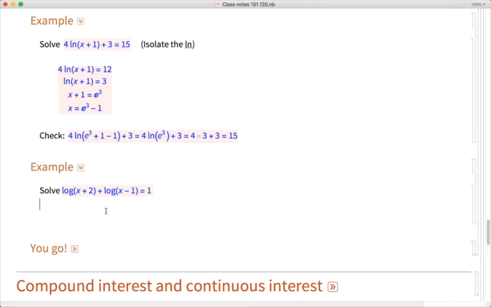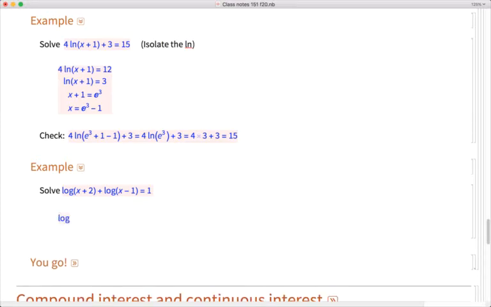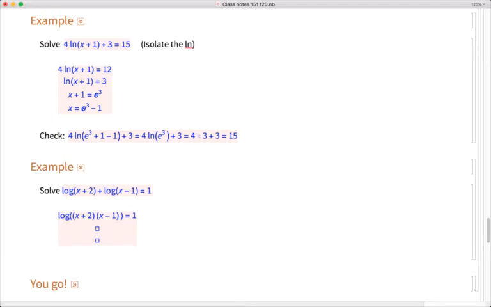By the way, this is worth doing because this is an example where one of the solutions is going to fail. So we combined the logs into a single log. They were already on one side, and then we exponentiate. So log base 10, we're going to take 10 on both sides. On the left-hand side, we'll get the cancellation, x plus 2, x minus 1. On the right-hand side, we'll get 10 to the first power, aka 10.